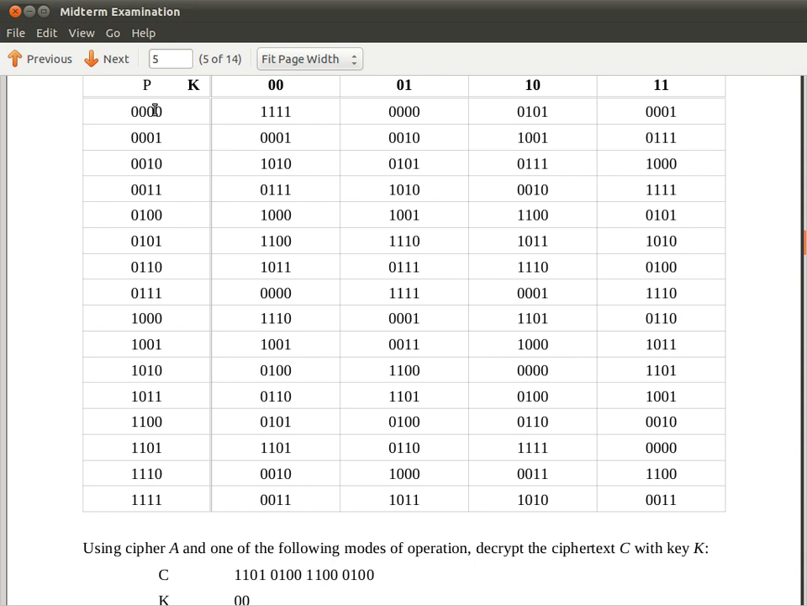Do the one on the left first. We'll do this one later, and this is another one we'll do. So if you've done the first one using CBC, you can try the one over here using the feedback mode. We haven't done the counter mode yet.